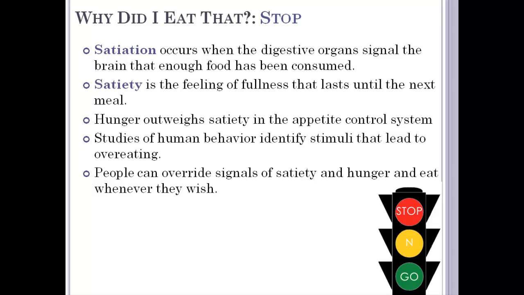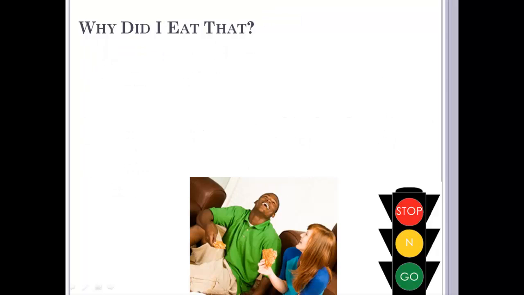Studies of human behavior identify stimuli that lead to overeating and note that people can override signals of satiety and hunger and eat whenever they wish, right? So it's not a perfect system. If you see something that you really want to eat and you just had a meal 15 minutes ago, there's nothing that's going to stop you from eating it. And so overeating and binge eating continues to be a huge problem.